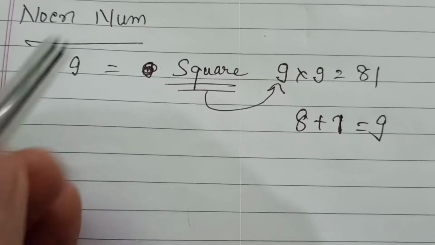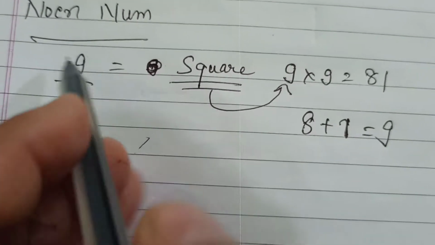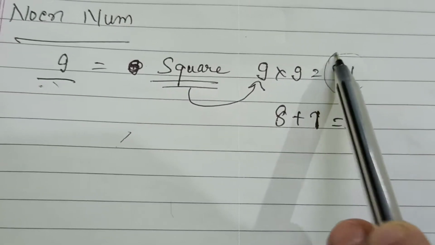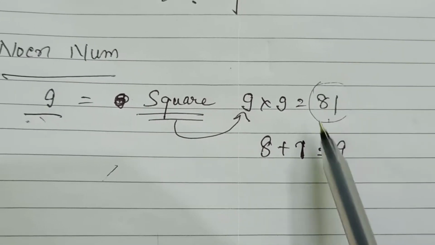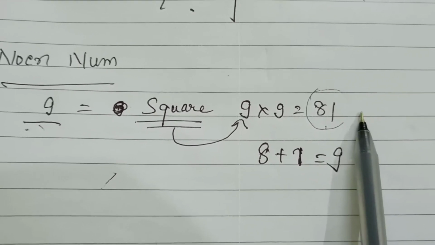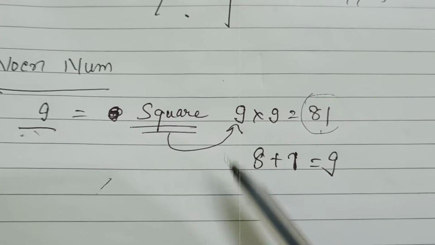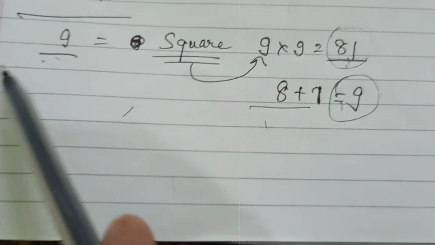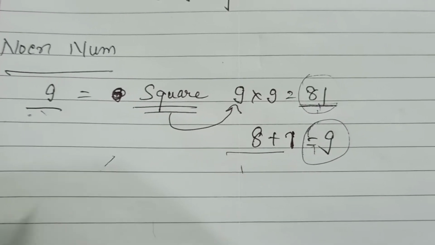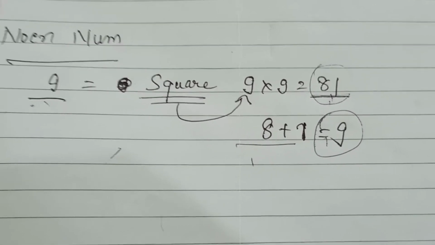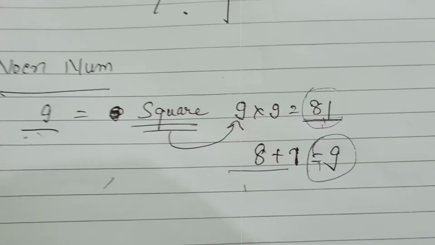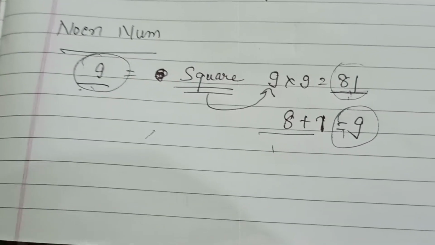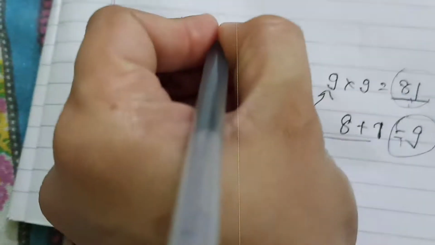Suppose I'm having one value, 9. When we do the square of that 9, we'll get 81. And with this 81, when we do the sum of the digits, 8 plus 9, again we'll get the same number. So if the sum of digits of the square of a number is equal to the number itself, then this 9 is called a neon number.